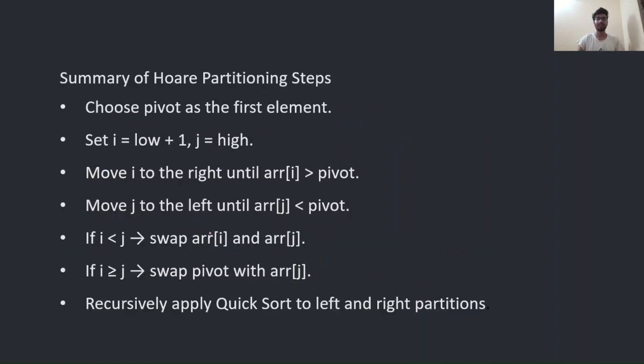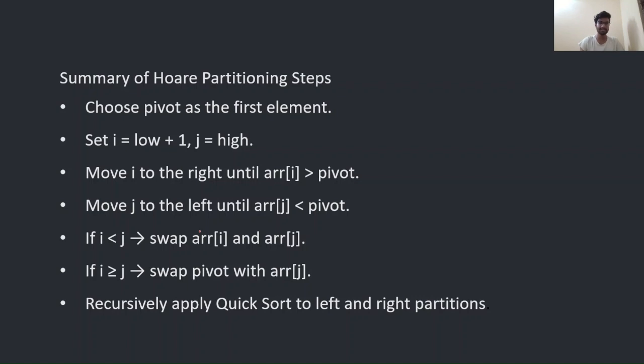So a quick and final summary of our quicksort is: first we choose a pivot at the first element, set I, which is low plus 1, and j is currently high, which is nothing but the size of the array. Then we move I until we find array at ith position greater than pivot, and we move j, that is decrement j, until we find the element that is smaller than pivot.